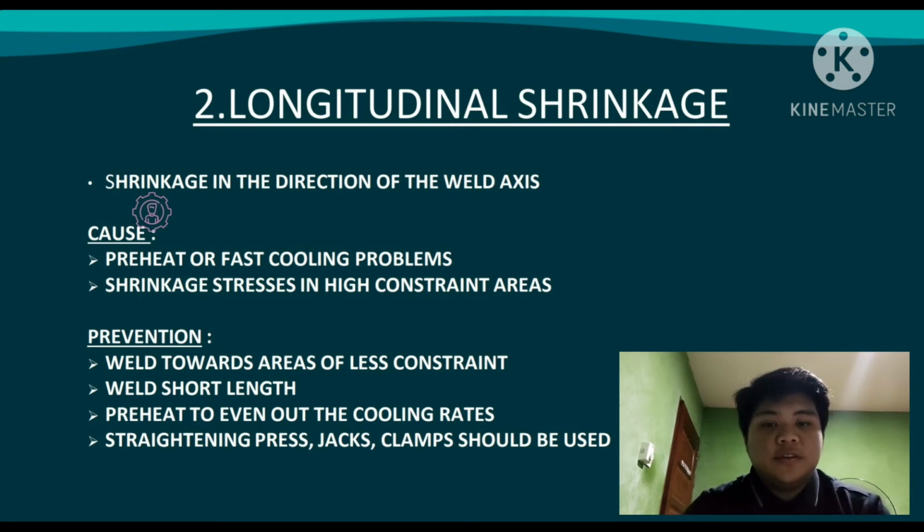Longitudinal shrinkage. Shrinkage in the direction of the weld axis. Cause: preheat or fast cooling problem. Shrinkage stretch in high constraint areas. Prevention: weld toward areas of less constraints. Weld short length. Preheat to even out the cooling rates. Straightening: press, jacks, clamps should be used.